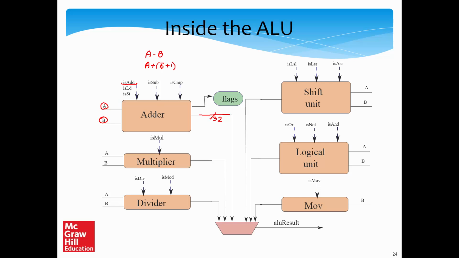So any subtraction problem is converted to an addition problem. We'll use the same adder for it, albeit with a little bit of extra circuitry. So the adder can manage that. So we'll have an isSub control signal to subtract two numbers.